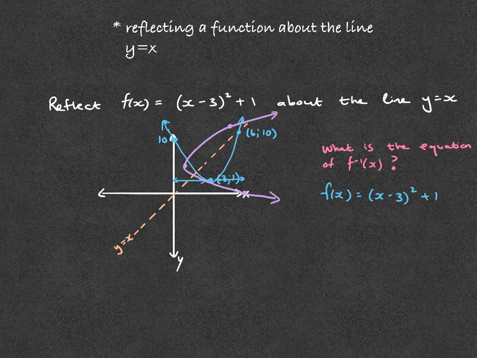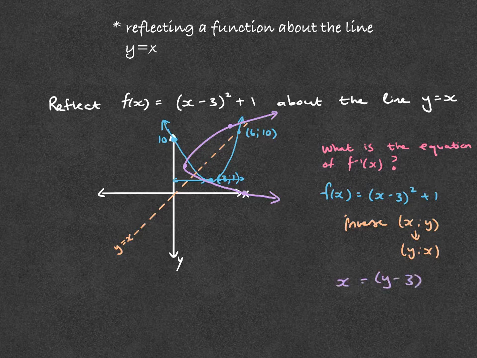Okay, if I'm finding the inverse, the inverse means, of course, we're going to go from (x, y) to (y, x), right? That's what the inverse means. So f(x) is y, right? So what we're going to do is go: that is x, and then (y − 3) whole squared plus 1. You just swap x and y. Okay, so what now? You need to get y alone.